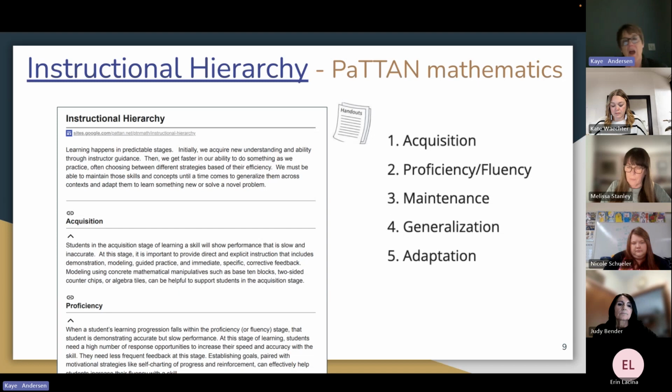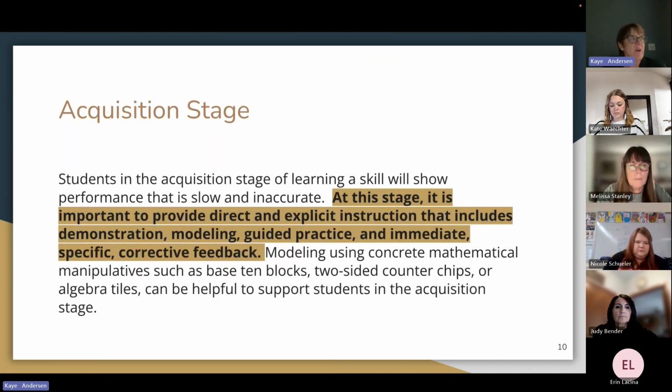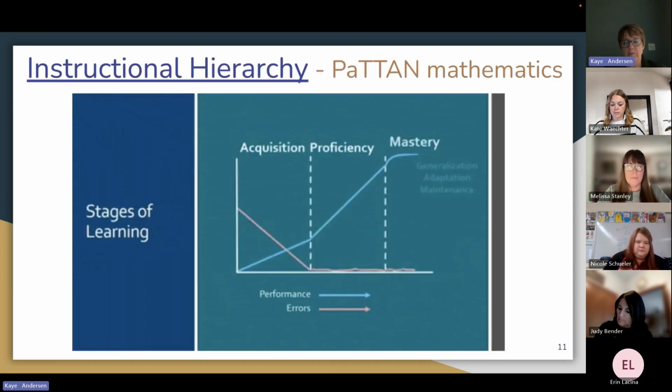We've looked at the instructional hierarchy through the state of Pennsylvania. We have REAs, Regional Education Associations, within North Dakota. Theirs are called something different, but it's really something similar. They have put together this instructional hierarchy specifically for math. We have spent a lot of time in the acquisition level, where we provide our direct explicit instruction, demonstrating, and modeling. But the important part is the extra practice and the immediate corrective feedback that we can give during that time.